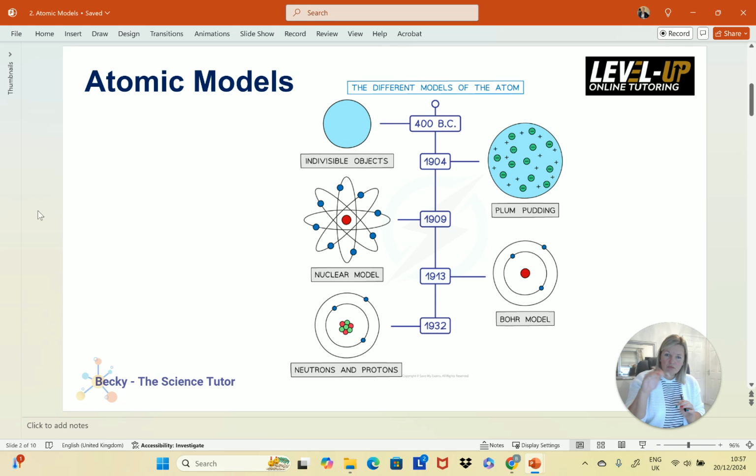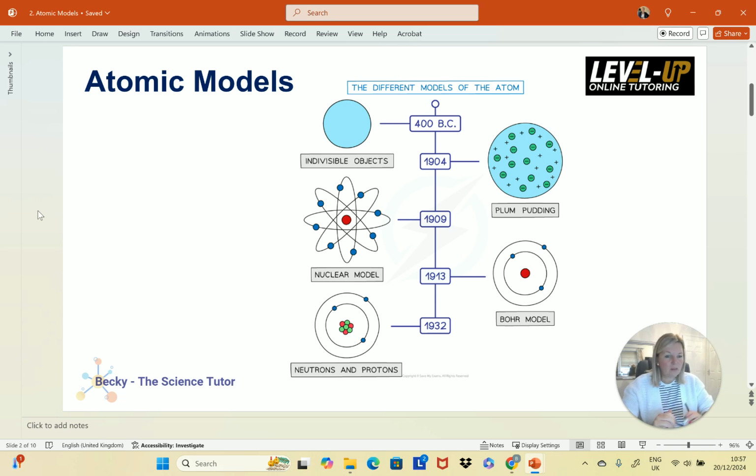Ernest Rutherford then did his gold leaf or his alpha scattering experiment. We need to know what he did and what he deduced from that. So he then changed it to the nuclear model, so a small, dense, positive nucleus, electrons orbiting around the outside. And then on to Bohr's model. Again, don't need to know the ins and outs of what he did, but Bohr put the electrons at specific distances from the nucleus, thinking about now our 2, 8, 8 rule.